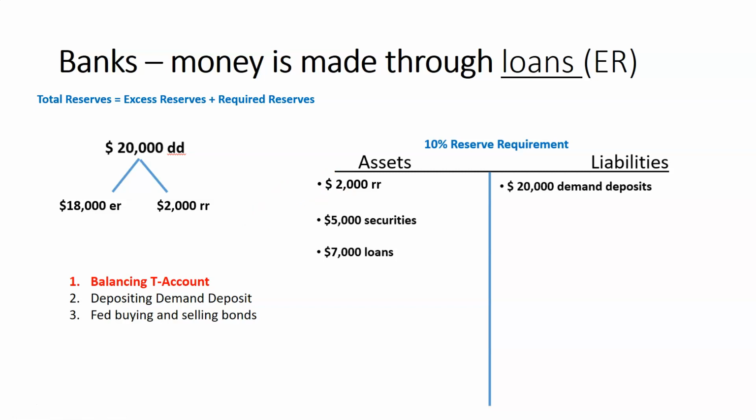So they have 2,000 that's available in the required reserves, and then of that 18,000 that's left here, they've already spent 12,000, so that means that they have 6,000 that's left in the excess reserves.